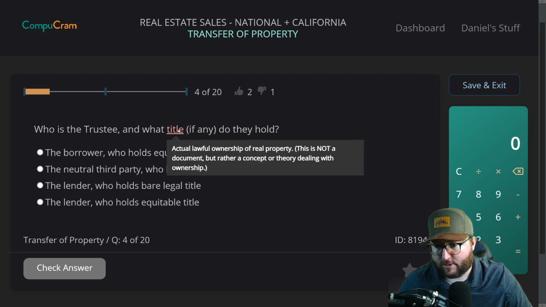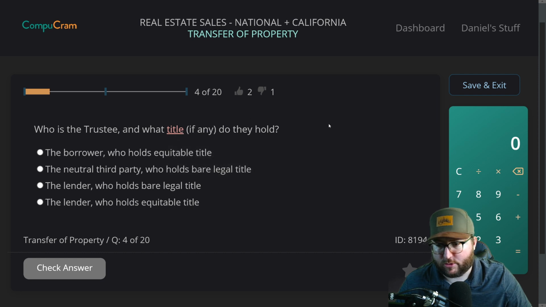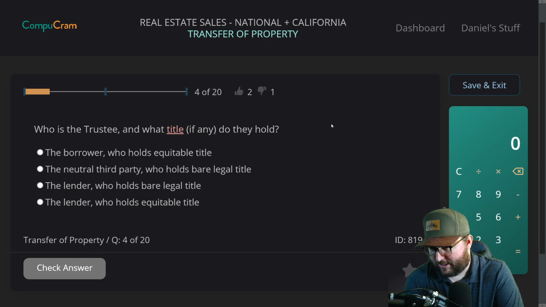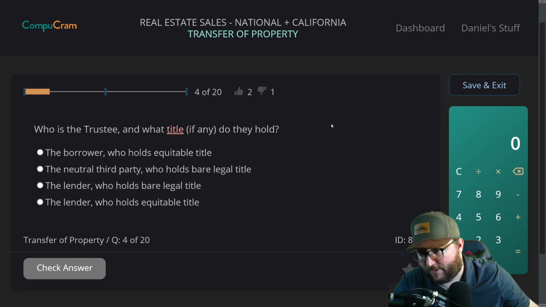All right, let's check out what title is. Actual lawful ownership of real property. This is not a document, but rather a concept or theory dealing with ownership. So the deed is transfer. The title is actual ownership. All right, who is the trustee and what title, if any, do they hold?